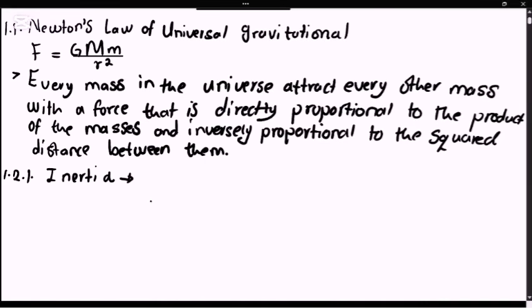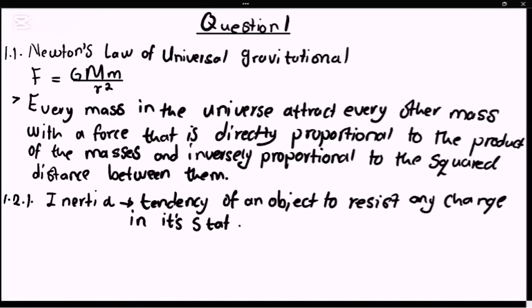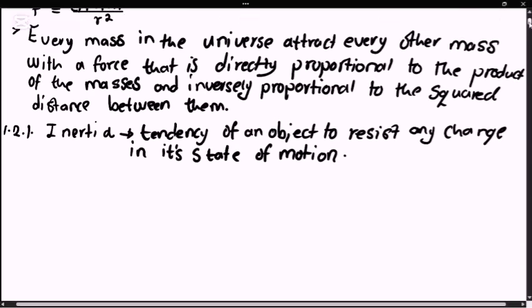1.2.1 Define inertia. So inertia is the tendency of an object to resist any change in its state of motion. Note this, inertia is not Newton's first law. Inertia is the ability for an object to resist change. While Newton's first law says that an object which is moving will continue to move, and an object at rest will continue to be at rest unless there is an external force which will act upon it. So there's a difference.